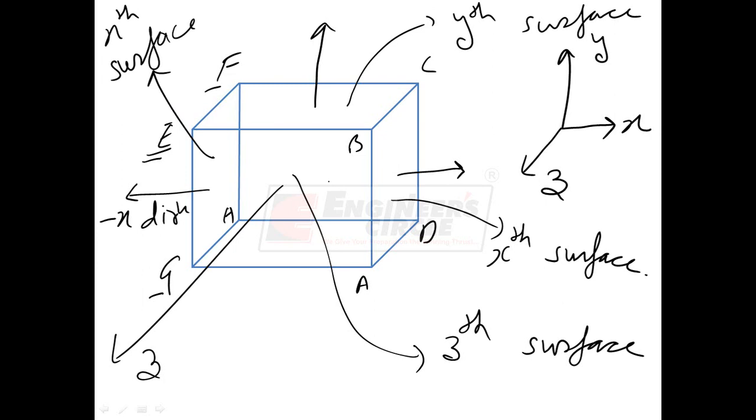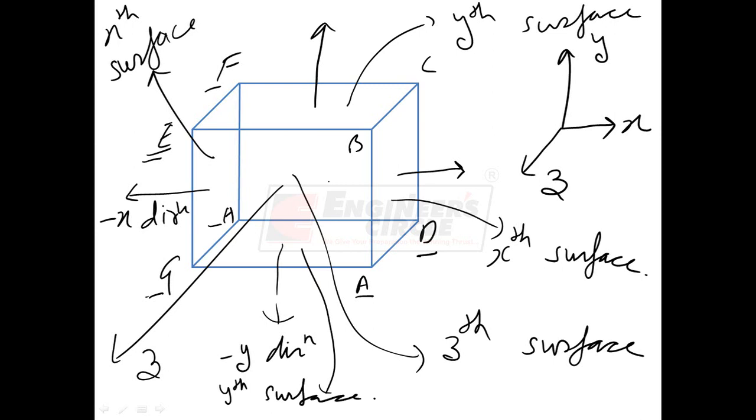Similarly, if we look at the surface ADHG, then its outward normal is in minus y direction. Then also we call this surface the y surface. Therefore, a surface is named after its outward normal.